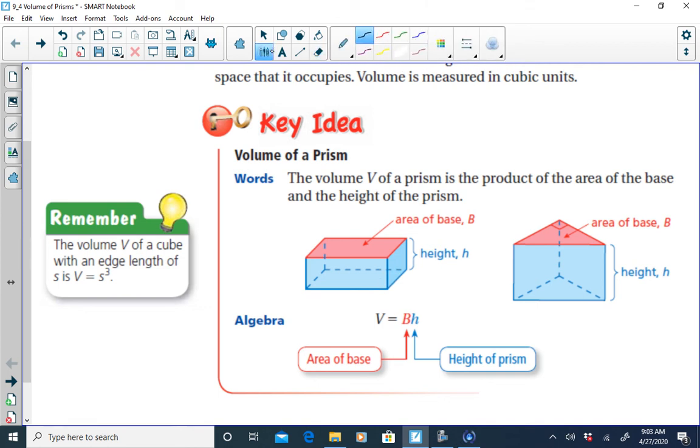When we find volume, we use the following formula. First, we find the area of the base, and then we multiply that base area times the height. We use the capital B to represent the area of the base, and we use the lowercase h to represent the height of the prism. If it's a rectangular prism, the base area would be the area of a rectangle. If we're looking at a triangular prism, the base area would be this triangular shape down here.